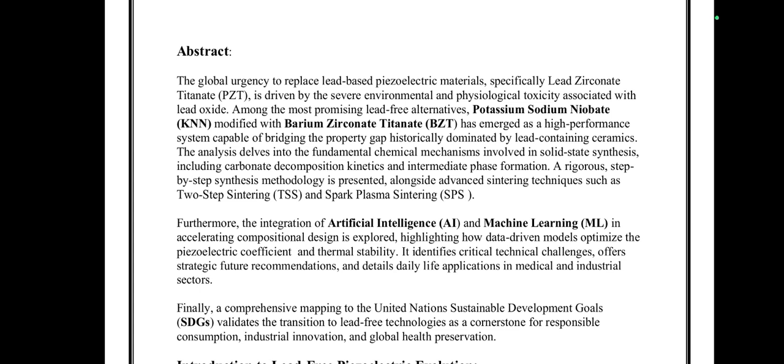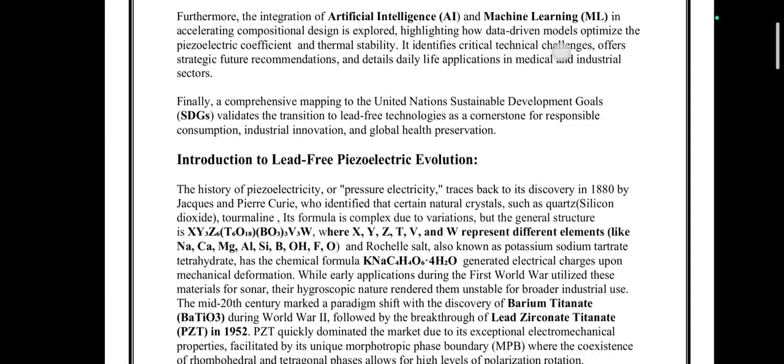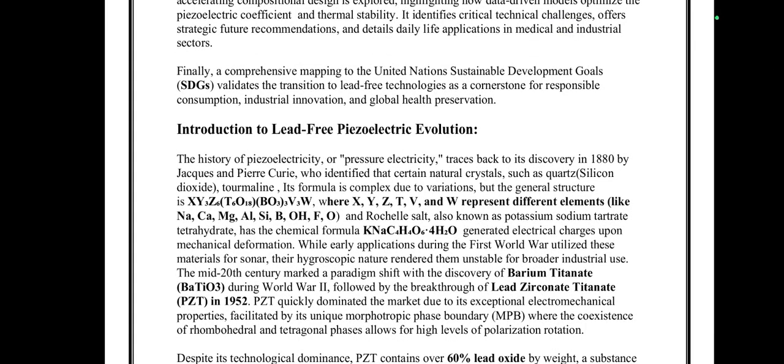Finally, a comprehensive mapping to the United Nations Sustainable Development Goals (SDGs) validates the transition to lead-free technologies as a cornerstone for responsible consumption, industrial innovation, and global health preservation. Introduction to lead-free piezoelectric evolution.